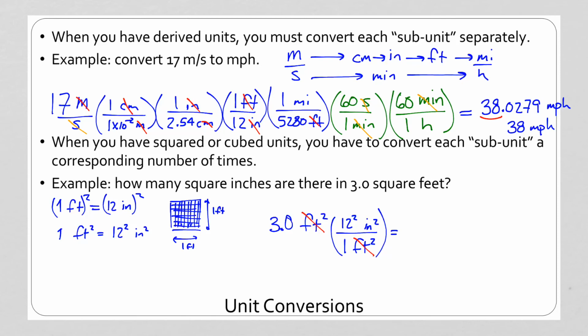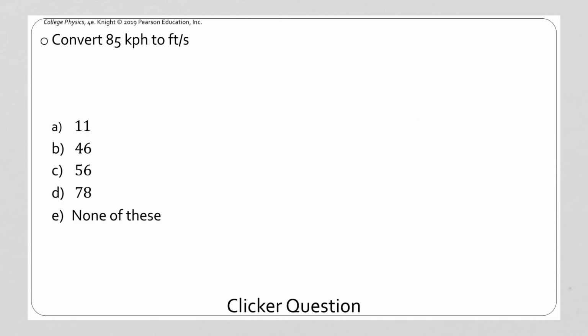And we multiply this out, we end up with 432 inches squared. But again, we go back to our sig figs. We had 3 sig figs to begin with, so we're going to take 3 sig figs here and round this to 430 inches squared. Take a moment and pause this video and try to do this conversion for yourself.